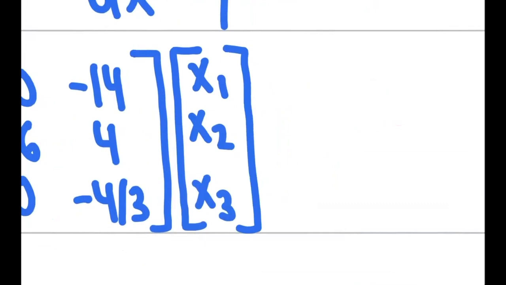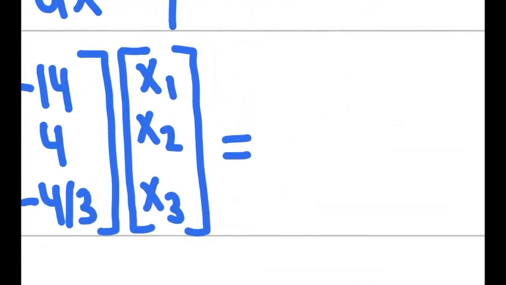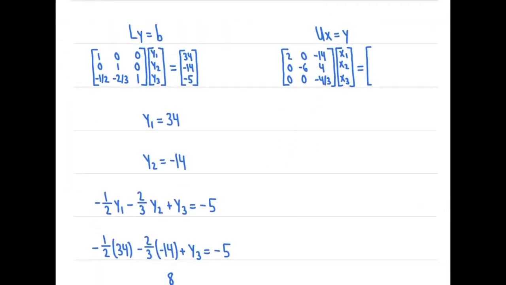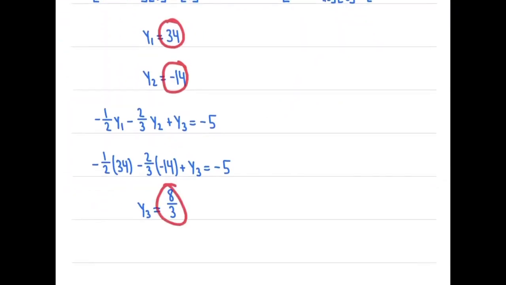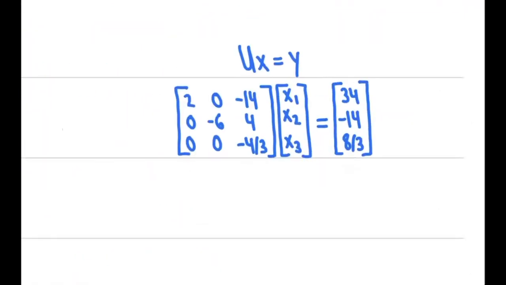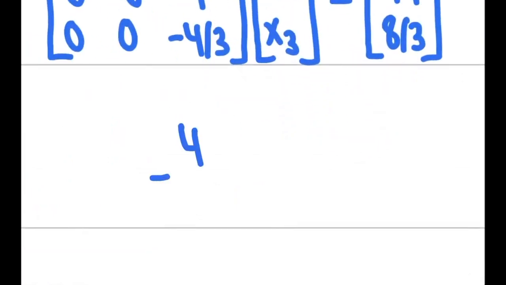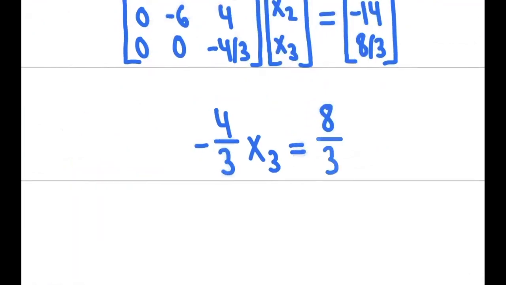Remember, don't lose track of our end goal. And then y we just figured out. It's 34, negative 14, and 8/3. So we're going to do back substitution. We're going to start from the bottom. So we have negative 4/3 times x3 equals 8/3. So x3 is just going to be negative 2.